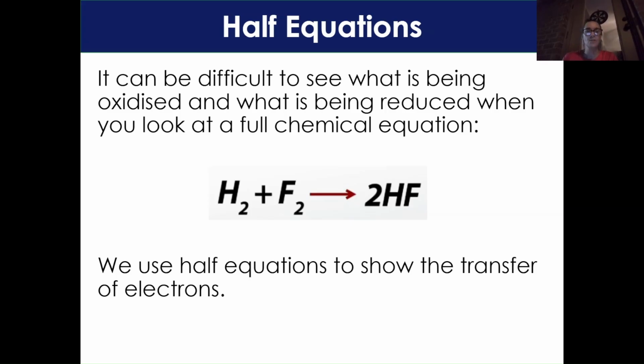And because it can be difficult to see what's being oxidized and reduced when you write a full chemical equation, oftentimes you start out by writing what's called a half equation in a redox reaction. Half equations just show the oxidation step separate from the reduction step. So for example, we have hydrogen and fluorine reacting to form hydrogen fluoride. Instead of writing it like that, because we don't exactly know how many electrons are being transferred in this reaction, we write the half reaction or half equation for what's being oxidized and what's being reduced, and then combine them to write the full balanced redox reaction.